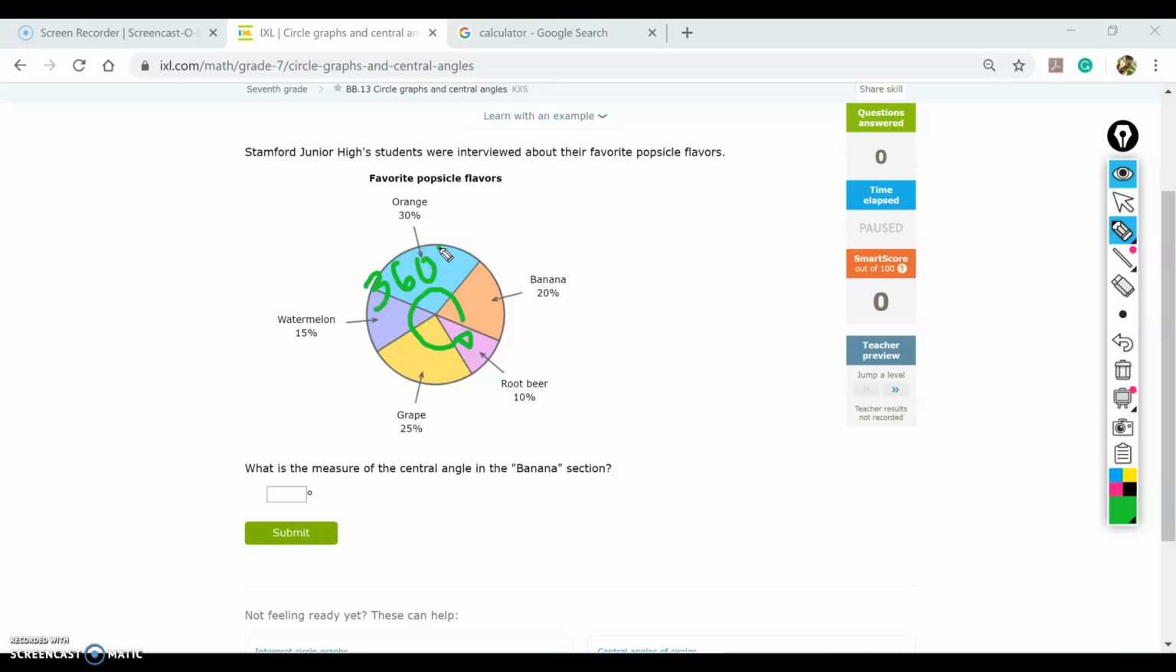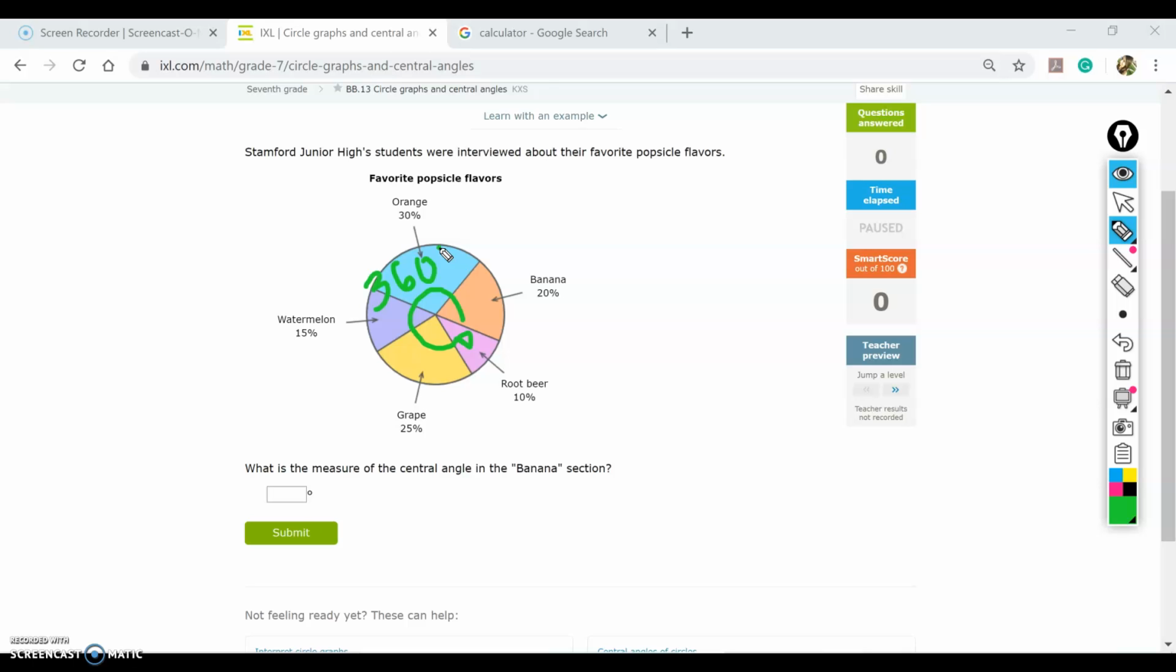But now they're going to ask me only for a percent of that circle. That means they want me to calculate the measure of that angle given a percent. That sounds confusing, right? But it's not as hard as it sounds. So let's read the question and then I'll answer it.